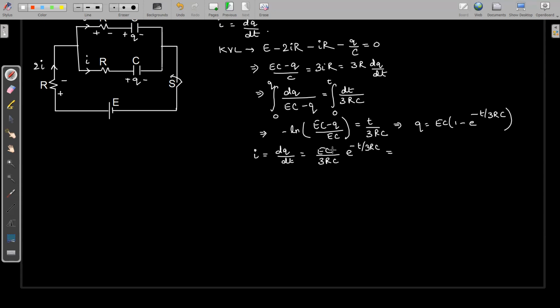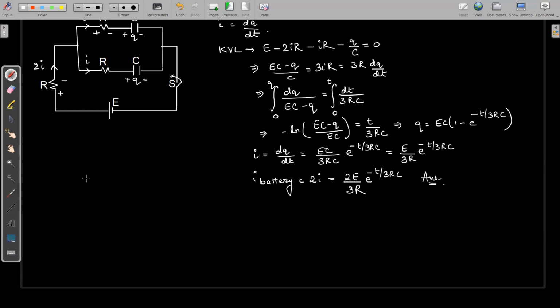So this capacitance term C gets cancelled out. It will be E by 3R, e power of minus t by 3RC. So what is the current through the battery? If we need the current through the battery, it is twice the current through the capacitor. So 2E by 3R into e power minus t by 3RC. So this is the current through the battery.